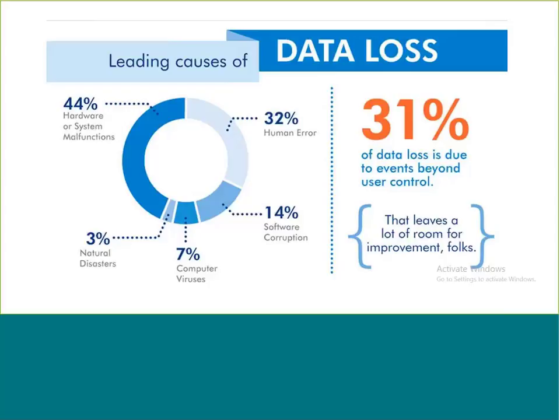Just some statistics as we start into it. These were some interesting statistics put out by Gartner Group. You can see basically there's a lot of room here for the data loss. Only 3% is natural disasters. So 31% of the data loss is due to events beyond the user control. And what that means is 69% of the data loss is really within our control. So there are different things that we can do to help prevent data loss.